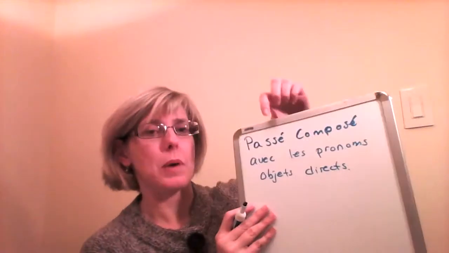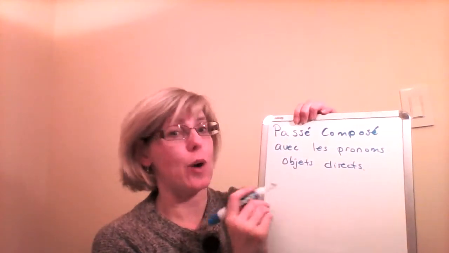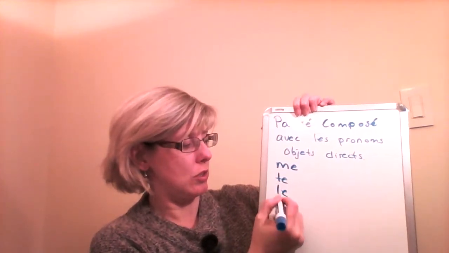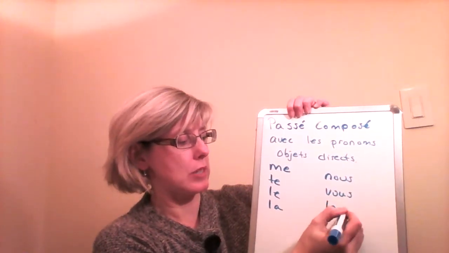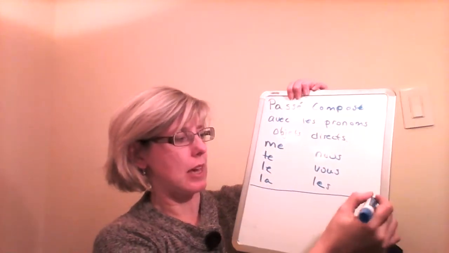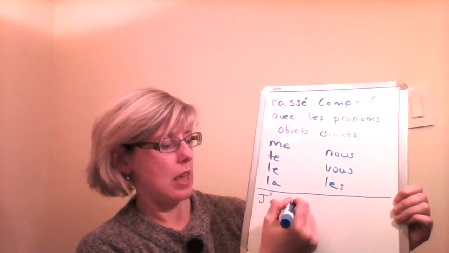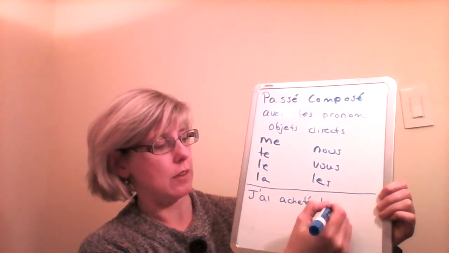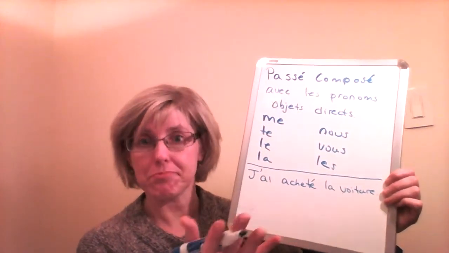Okay, so what happens with passé composé with direct object pronouns? So let's again review what are our direct object pronouns. That would be me, te, le, la, nous, vous, les. So what we're about to say applies to all of these pronouns. Okay, and what is it that we're about to say? Well, take a look at this. J'ai acheté la voiture. I bought the car. Okay?